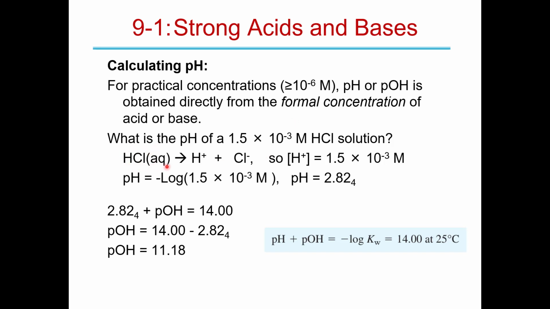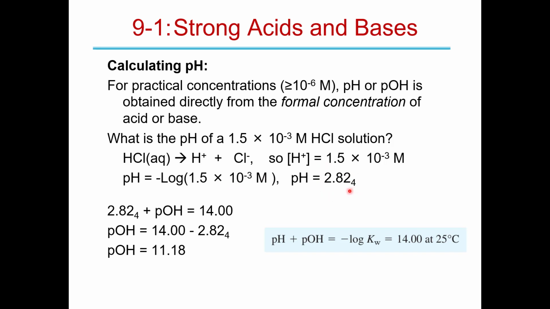Since this is a strong acid, hydrochloric acid, it's going to dissociate 100% into H+ and Cl-. So if we have 1.5 times 10 to the minus 3rd moles of HCl, when it dissociates, we're going to get 1.5 times 10 to the negative 3rd moles of H+ and the same number of moles of Cl-. So then we know that our H+ ion concentration is 1.5 times 10 to the negative 3rd. So how do we find the pH of that solution? Ignoring activity coefficients, we're going to use our definition that pH is equal to the negative log of the H+ ion concentration. So we just plug that in there and we get our pH.